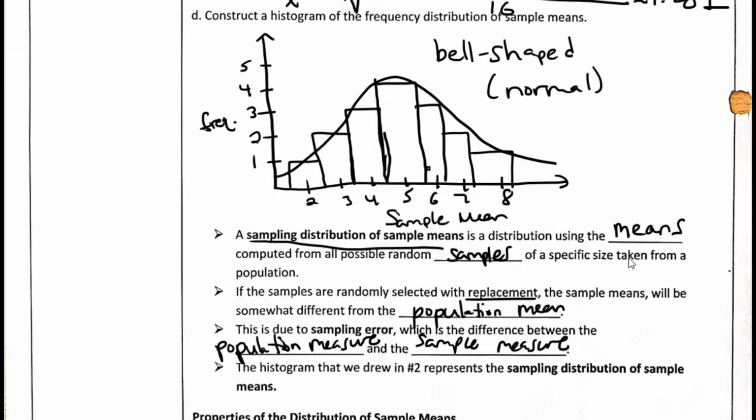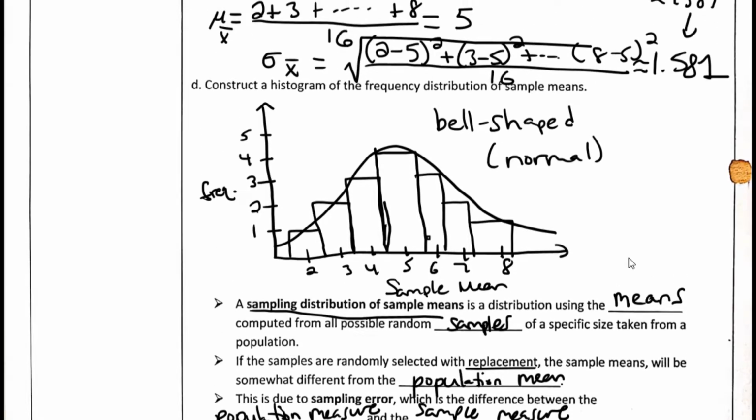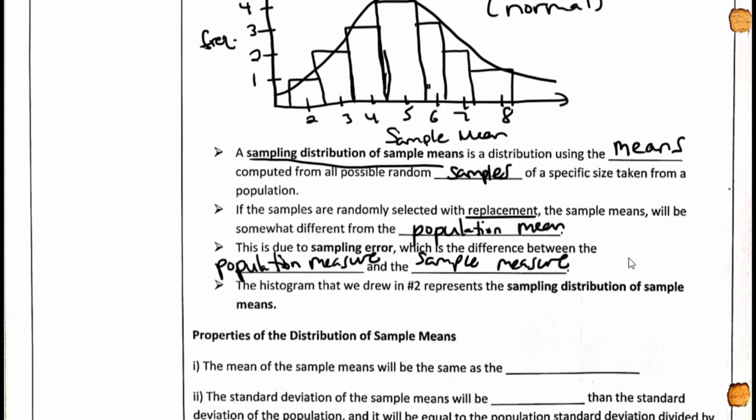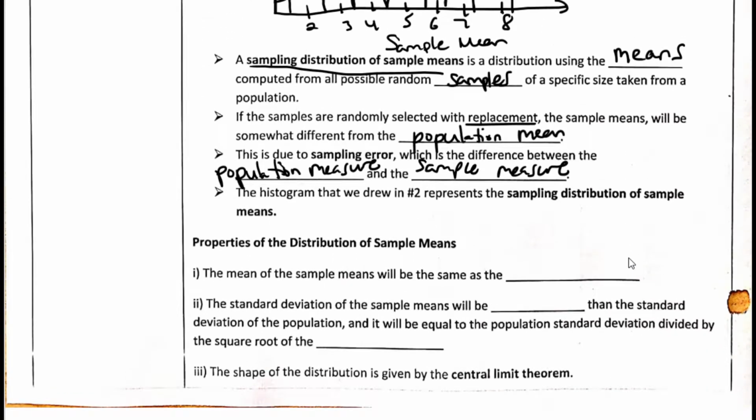So like we said, the histogram that we drew is the sampling distribution of sample means. All right, so what are the properties of this guy? Well, we kind of already talked about it. If we were to average all of these sample means, that will be the same as the population mean. In other words, the mu of the x bars, the mean of the sample means, is equal to the original mean, the population mean.